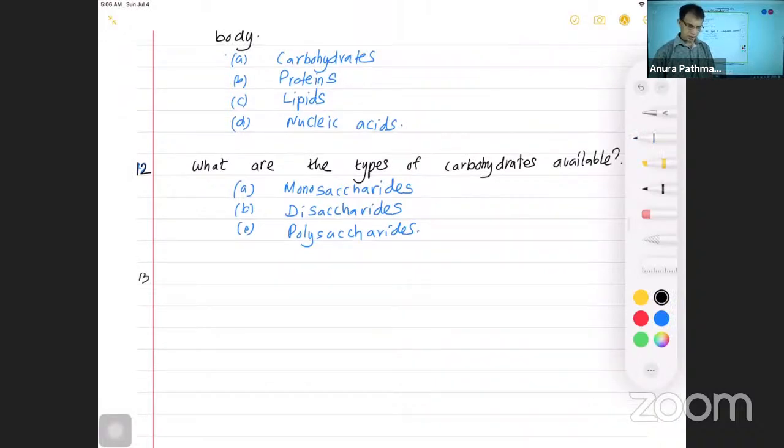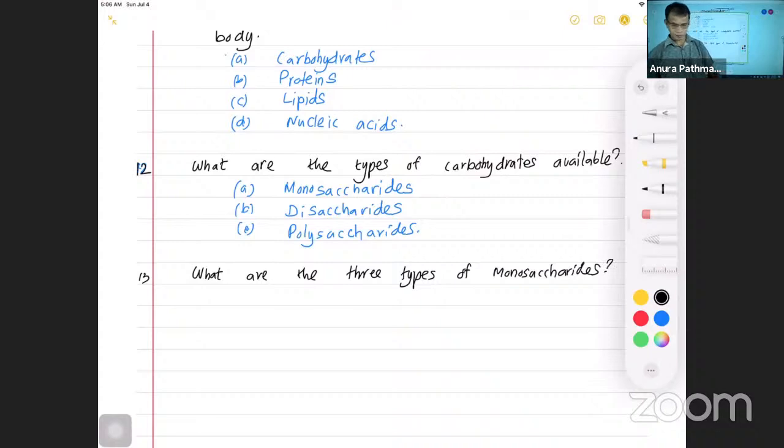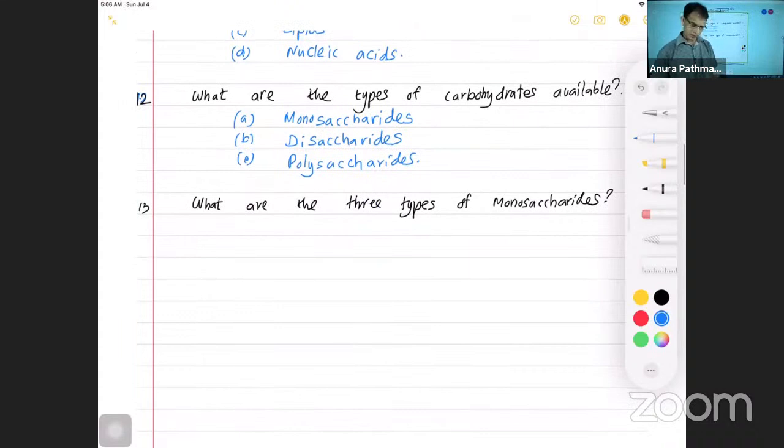Right. What are the three types of monosaccharides? Again, the chance goes to a female voice. What are the three types of monosaccharides?